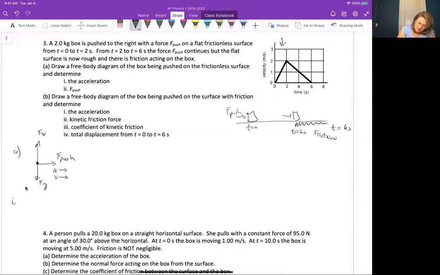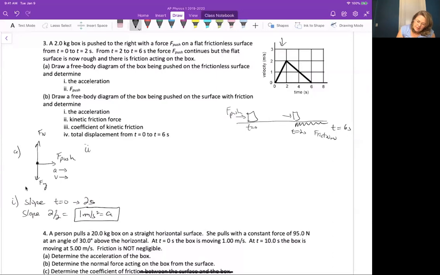Okay. Determine the acceleration. Well, I'm going to use the slope of the line between t equals 0 to t equals 2 seconds. And the slope is equal to 2 over 2. So I get 1 meter per second squared is equal to acceleration. There is I.